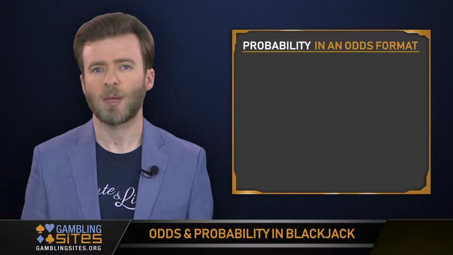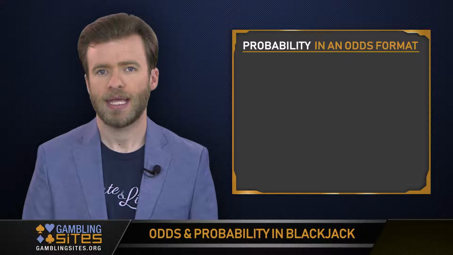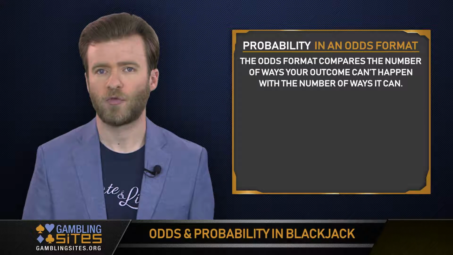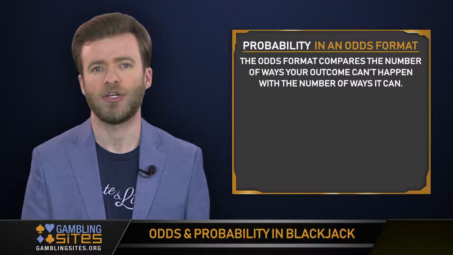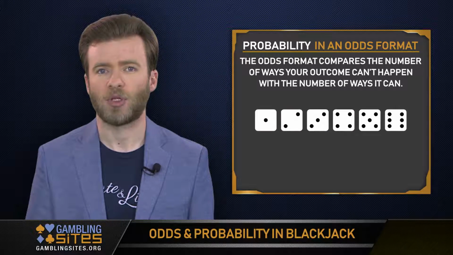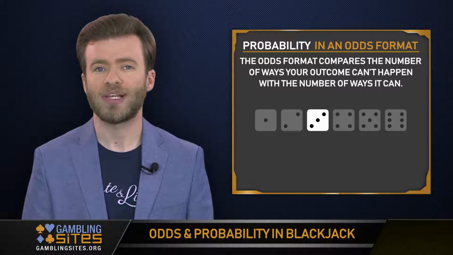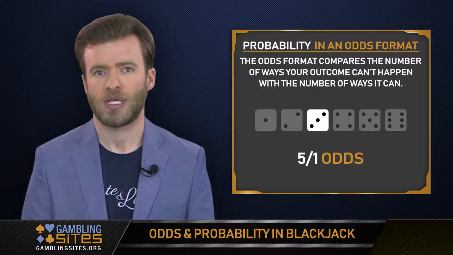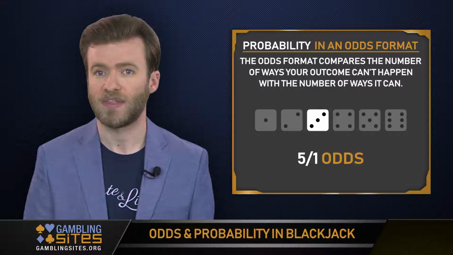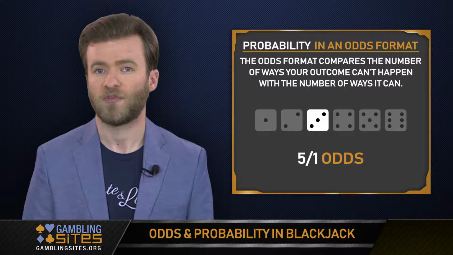If you want to display probability in an odds format, there's an extra step that you'd take. The odds format compares the number of ways that your outcome can't happen with the number of ways that it can happen. Going back to the die example, if you wanted to know the odds that the die would land on a 3, it would be shown as 5 to 1 chance. There are 5 potential outcomes of rolling the die that are not a 3, and 1 outcome where it would be, 5 to 1 odds.